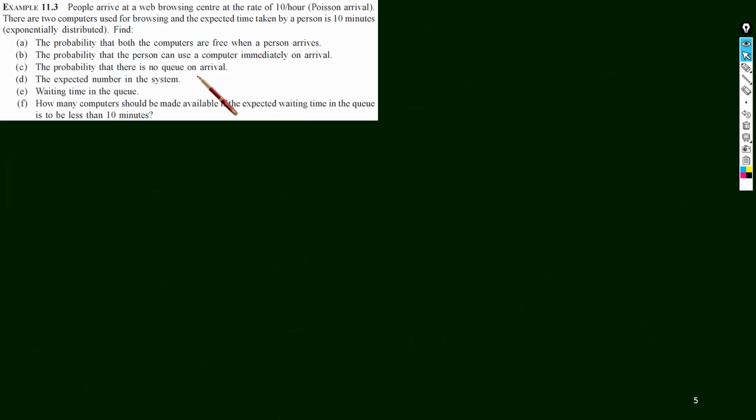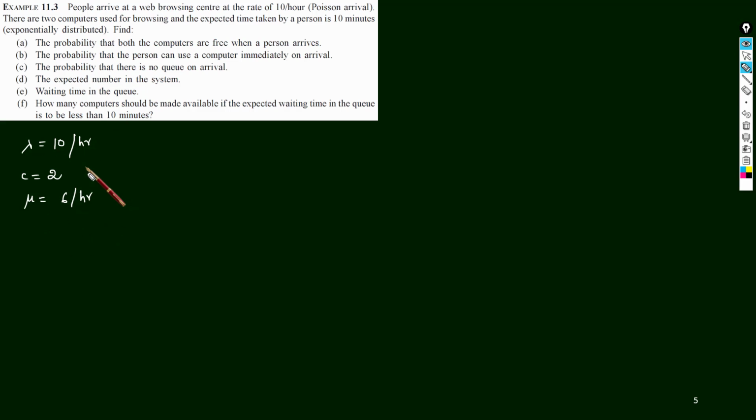So let us solve one example. Here one question is that people arrive at a web browsing center at the rate of 10 per hour, Poisson arrival. So lambda is given, 10 per hour. There are 2 computers used for browsing, that means the number of servers is 2. The expected time taken by a person is 10 minutes. That means service rate mu: per hour how many? 60 by 10, that means 6 per hour.